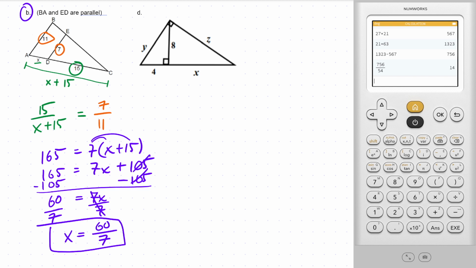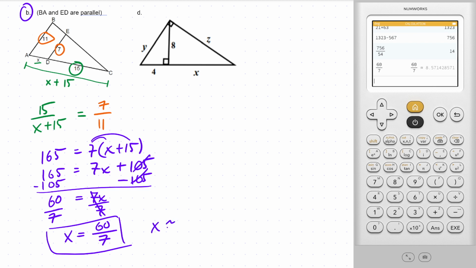So in terms of exact answers, you know, that's fine. The thing is, we can't reduce that fraction anymore, right? 60 over 7 is in reduced terms. Now you might say, well, I don't like a big fraction like that. Well, then we can just go to the calculator and say, okay, 60 divided by 7, get more decimal places than we could ever even want. And we can say, okay, then, well, x is also approximately equal to 8.57, if you prefer that.